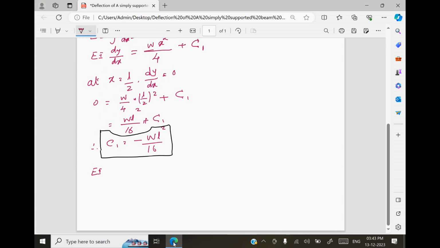EI into dy by dx is equal to Wx square by 4. Instead of C1, I will have minus WL square by 16. This is the equation of slope. Okay, this is the equation of slope. Now again let us integrate it.